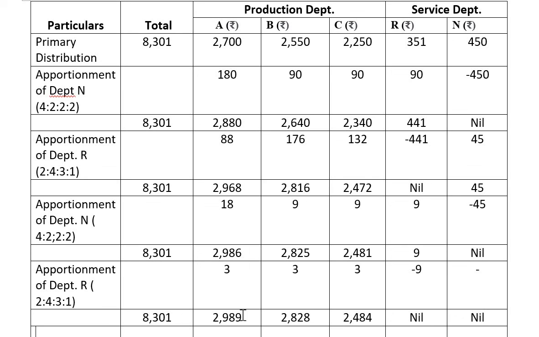Now all the expenses are distributed, so our final answer will be: for A, 2989, for B 2828, and for C 2484. Since the total of R and N has become nil, we got our answer. Hope you have understood the concept.